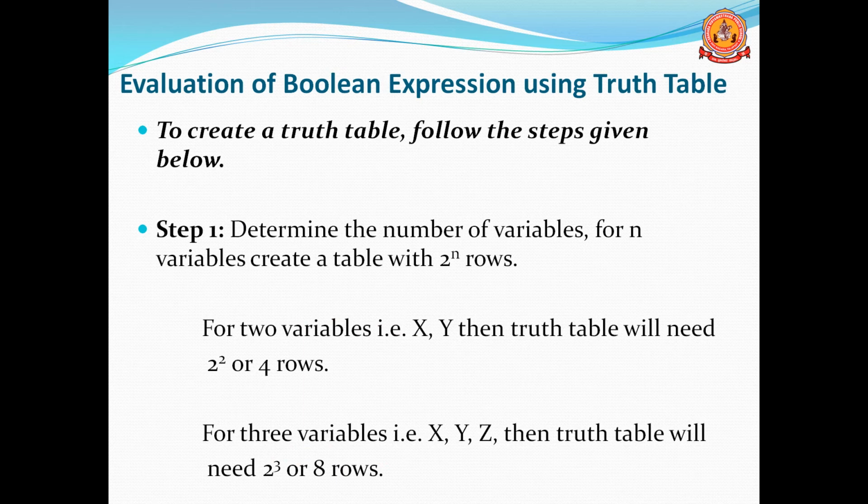When there are n variables, we have to create 2 raised to n rows. We have to write all the possible combinations. For example, if there are only 2 variables x and y, then the truth table needs 2 raised to 2, which means 4 rows. If 3 variables, then 2 raised to 3, 8 rows are required. If 4 variables, then 2 raised to 4, 16 rows are required. So like that you can write the total number of rows based on 2 raised to n, for n variables.